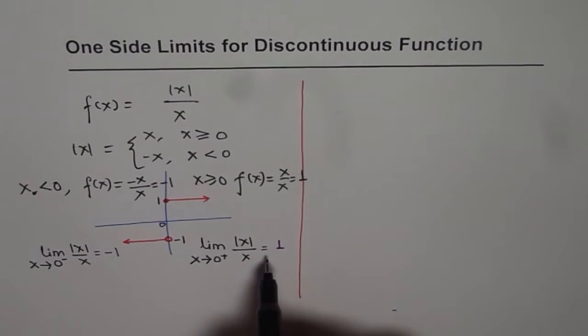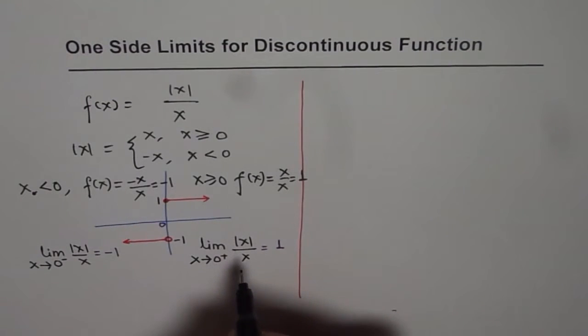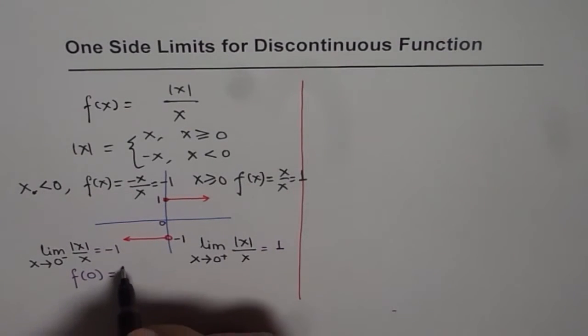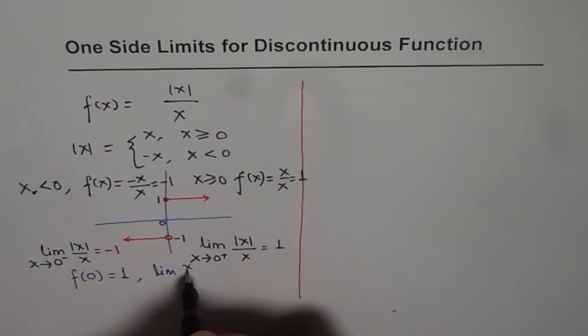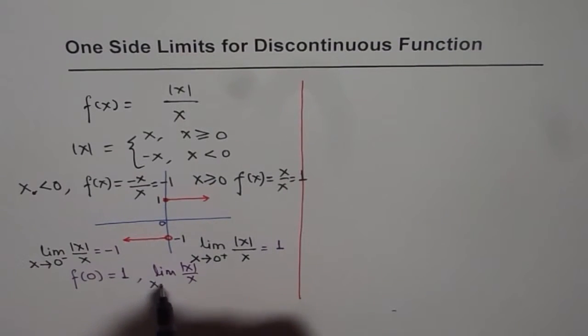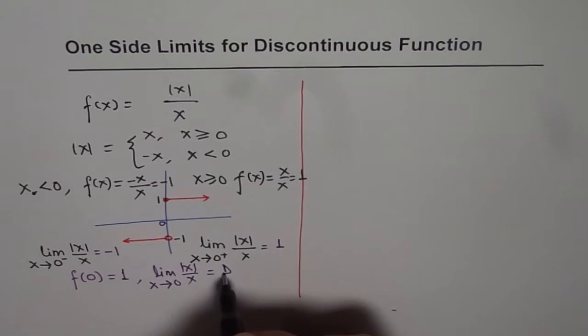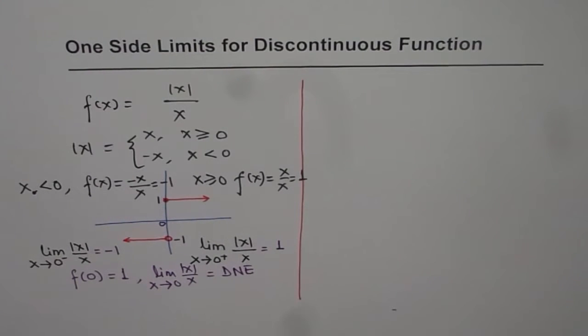Since both the limits are different, what is the value of the function at 0? What is f of 0? So what we see here is that f of 0 is actually equal to 1, right? Second, what we notice is that the limit of the function absolute x over x when x approaches 0 is how much? It does not exist, since the left side and right side limits are different. You see that? So we conclude that the function is not continuous.